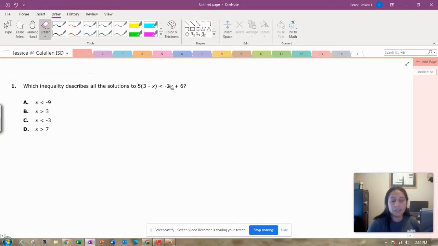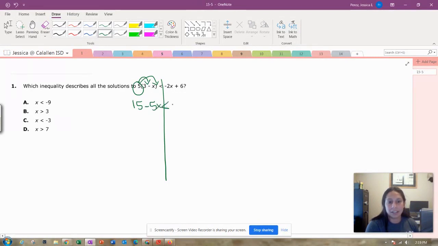Solutions to 5 times (3 minus x) is less than negative 2x plus 6. So we're going to line down the inequality. Since it has parentheses, we need to multiply everything inside by 5. So that's going to be 15 minus 5x is less than negative 2x plus 6.